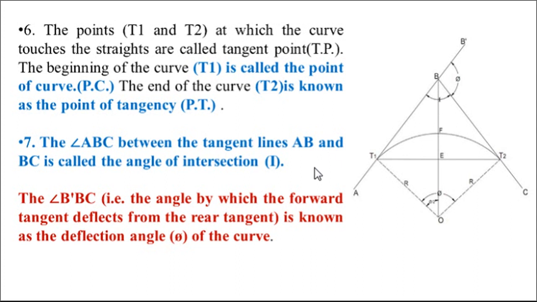Next slide. The angle B dash BC, that is the angle by which the forward tangent deflects from the rear tangent, is known as the deflection angle, and it is denoted by the letter theta. So by this angle the curve deflects, or you can say the tangent deflects.